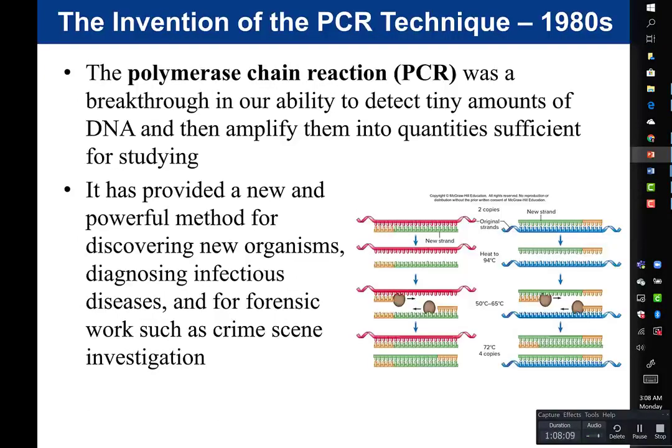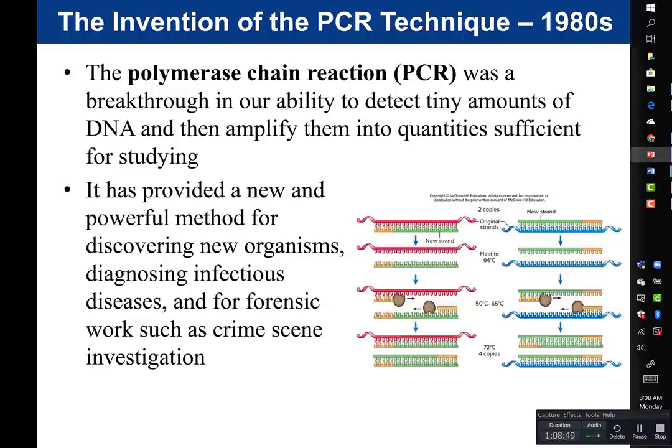In the 1980s, we have polymerase chain reaction, so PCR. PCR was a breakthrough in our ability to detect tiny amounts of DNA and then amplify them into quantities that were sufficient for studying. So you can think of PCR as essentially the DNA Xerox machine. It allows us to make many copies of those DNA sequences. This has provided a new powerful method for discovering new organisms. So it allows us to detect if a particular organism is present.